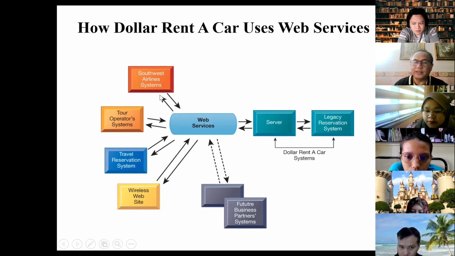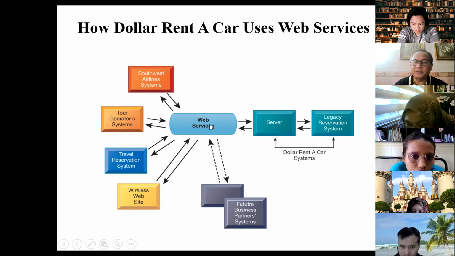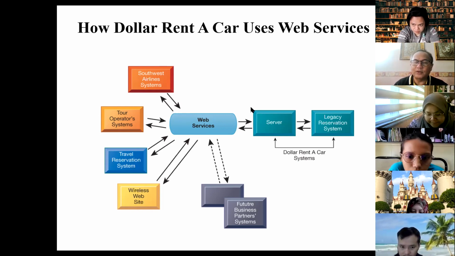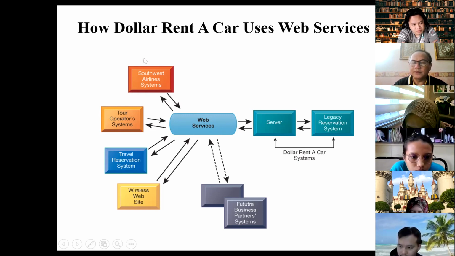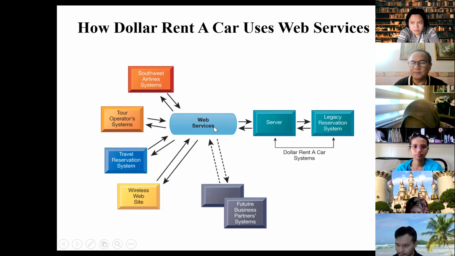Okay, where do they get their car rental information? They use web services. So the overall architecture is called web service-oriented architecture. Through these web services, the server will be able to have access to another server here, and then have access to the legacy reservation system. From this legacy reservation system, all the data information relevant to Southwest Airlines can be posted up through the server, through the web service, and then posted up here.